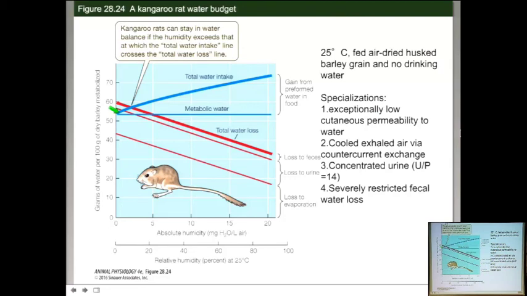Now this is all done at 25 degrees C. If you increase the temperature to 30 degrees, then this becomes more of a problem because the water loss is going to be enhanced by the temperature difference. So while this works well at 25, 25 is about where they're living in the desert anyway. They have to keep in a cooler environment to keep their water loss from exceeding their water intake.